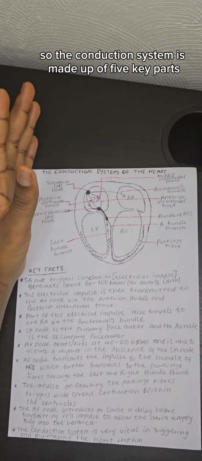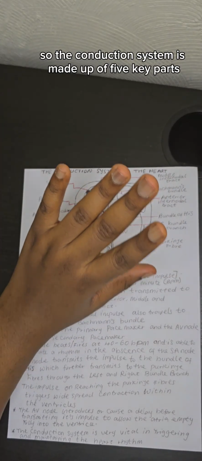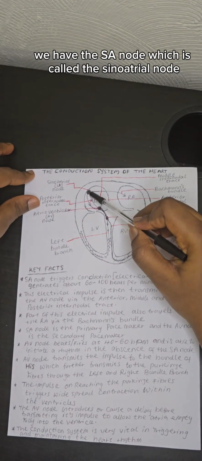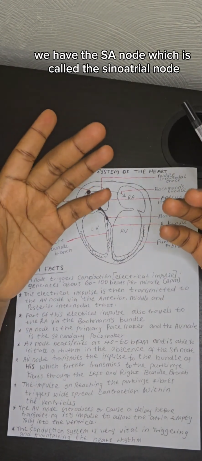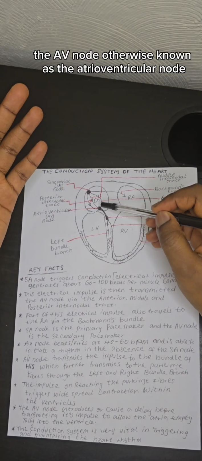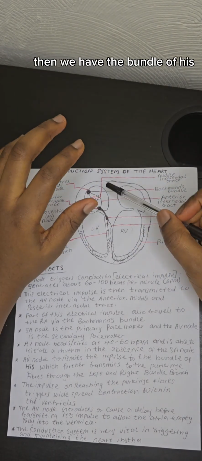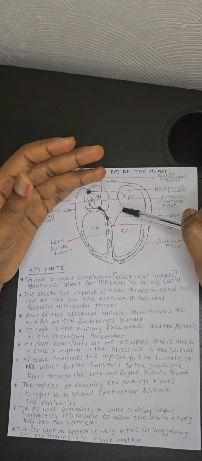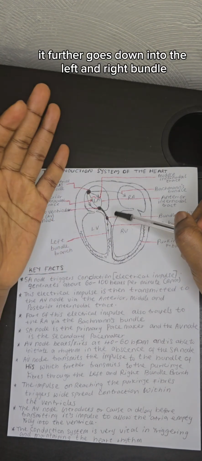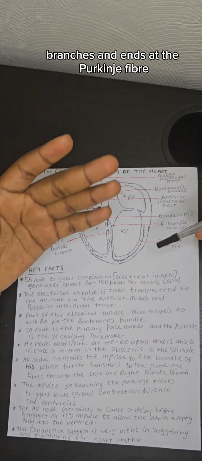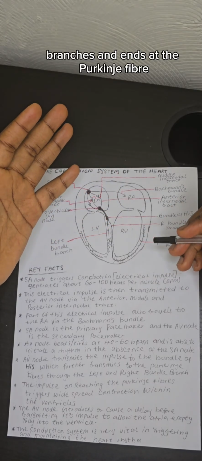So the conduction system is made up of 5 key parts. We have the SA node, which is called the sinoatrial node, the AV node, otherwise known as the atrioventricular node. Then we have the bundle of His. It further goes down into the left and right bundle branches and ends at the Purkinje fibers.